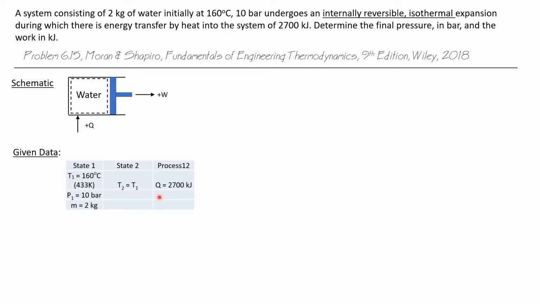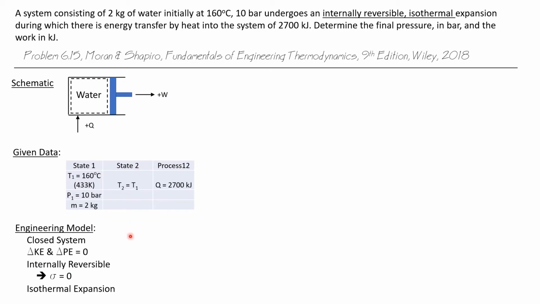Another thing we know about the process is there is heat transfer of energy into the system in the amount of 2,700 kilojoules. We're going to model this as a closed system, of course, with kinetic and potential energy changes regarded as zero. We were given that it is internally reversible, and because it's internally reversible, there are no irreversibilities inside the system during the process, and therefore the entropy production during the process is zero. And we also know, as we said before, it's an isothermal process and it's an expansion process. We are asked to find the pressure in bar and the work in kilojoules.